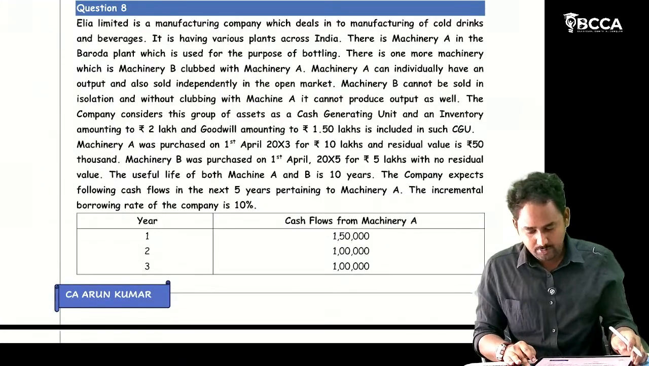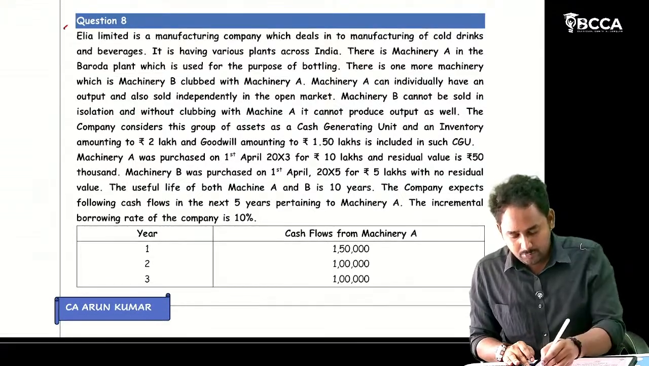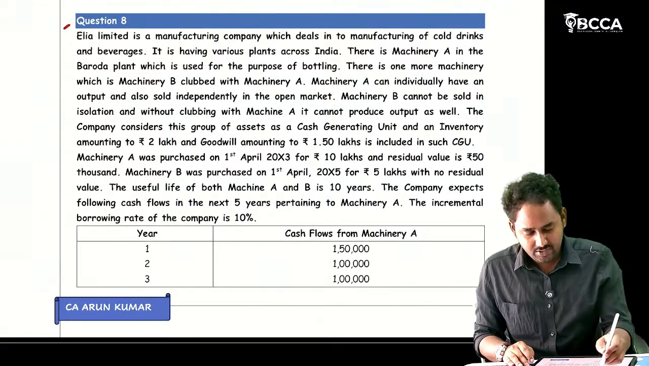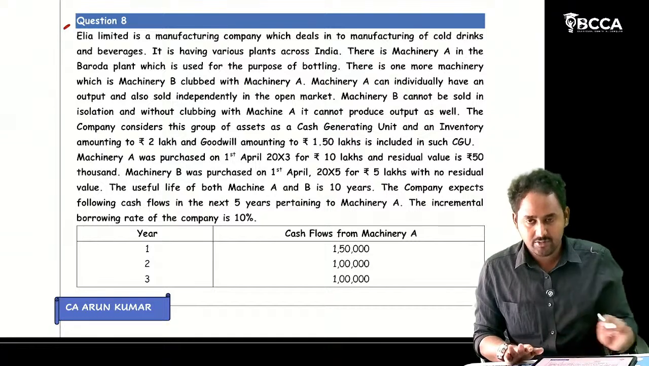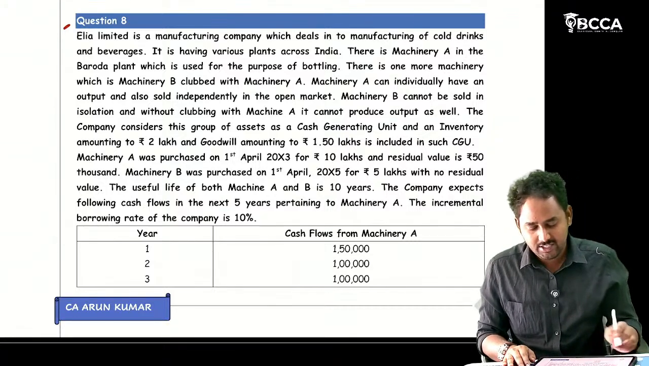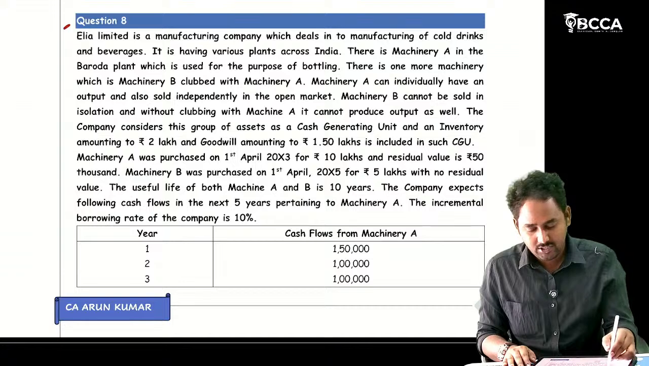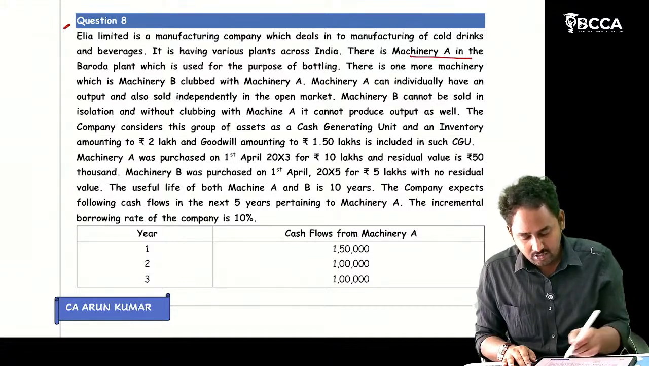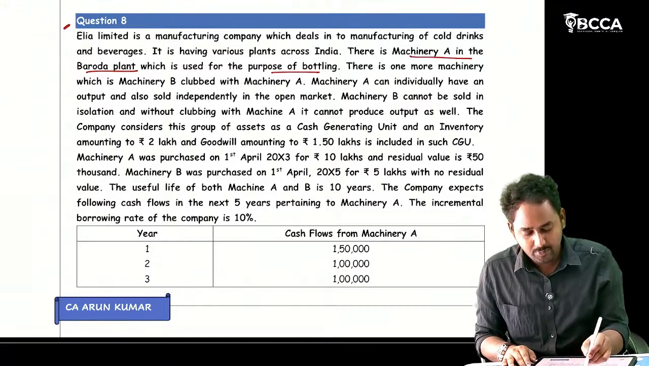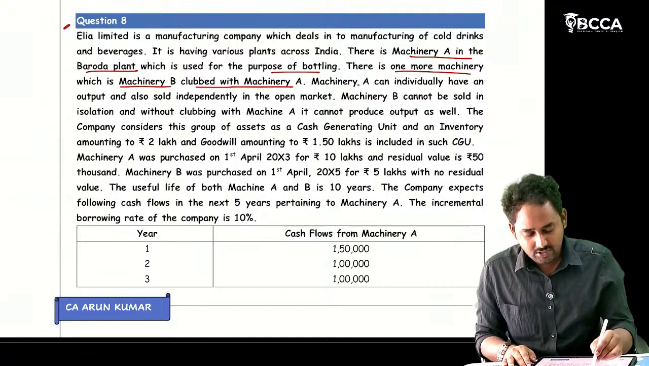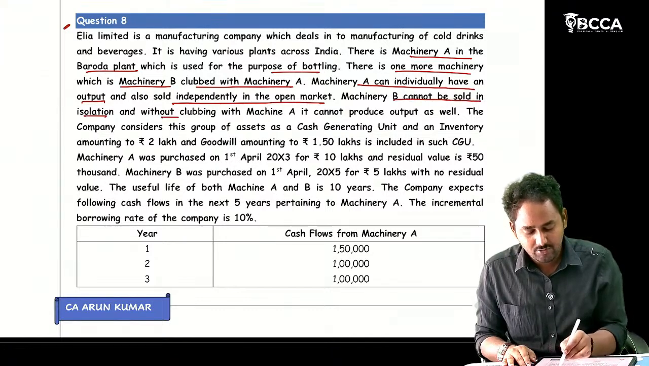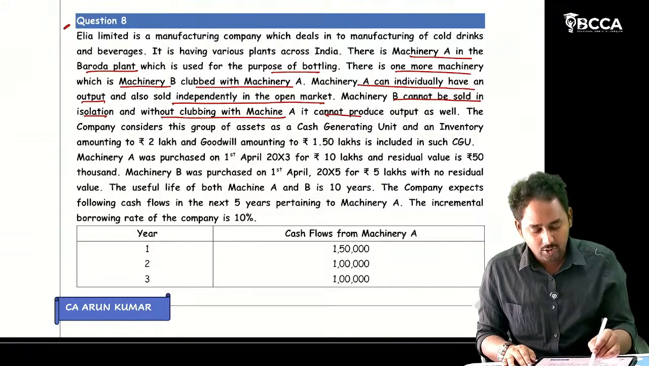Let's see question number 8. Elia Limited is a manufacturing company which deals with the manufacturing of cold drinks and beverages. This is the nature of business. And it has various plants in India. Machinery A in the Baroda plant is used for the purpose of bottling. And there is one more machinery B, which is clubbed with machinery A. Machinery A can individually have an output and can also be sold independently in the open market. But machinery B cannot be sold in isolation, and without clubbing with machinery A, it cannot produce output as well.